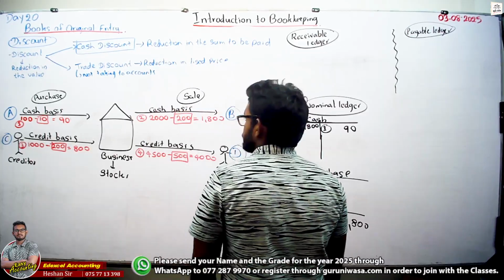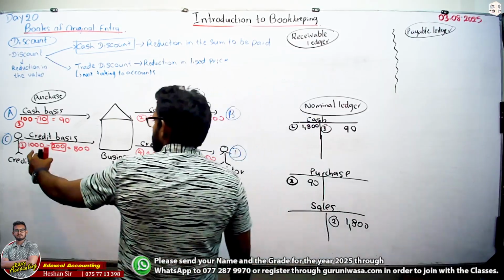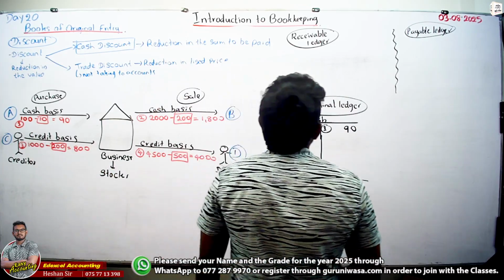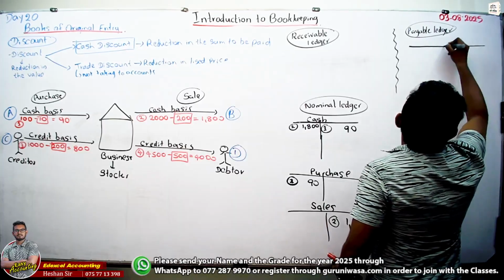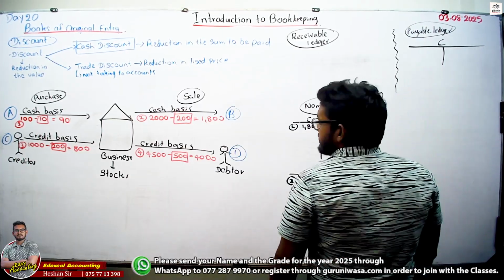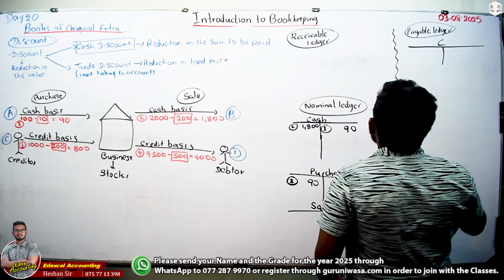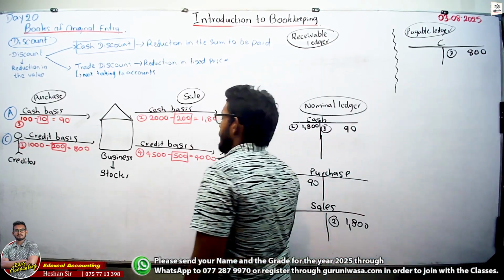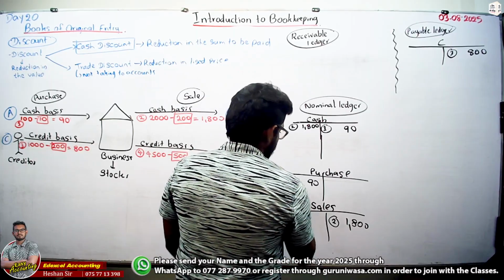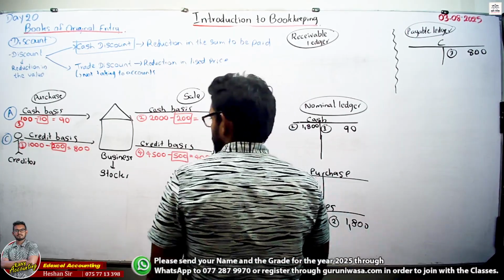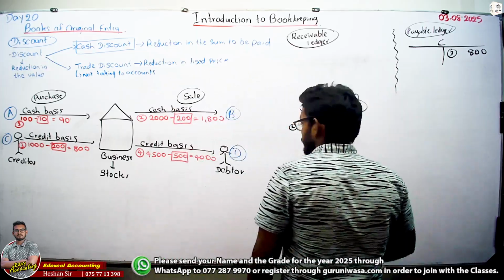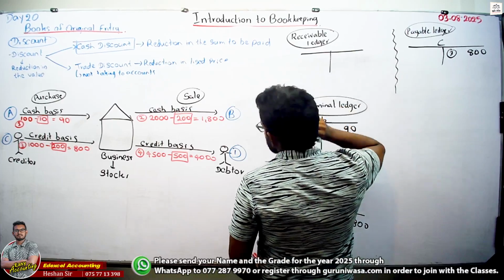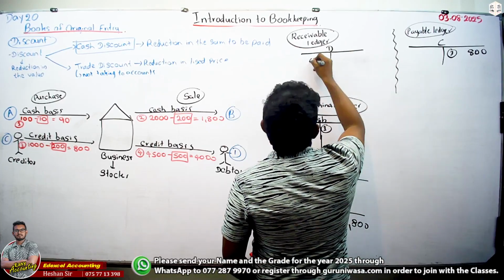Now number 3, we purchase goods on credit basis from C, so we need to pay. We open an account called C. C's account credit 800, purchase account debit 800. Because this is on credit, but we are purchasing. When it comes to credit basis sales, there is a receivable from D, 4,000.